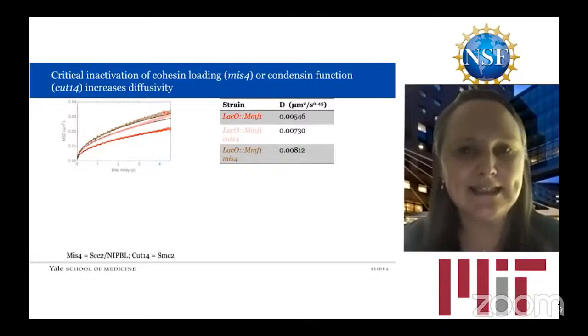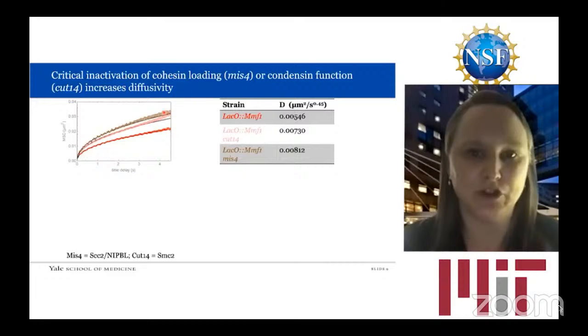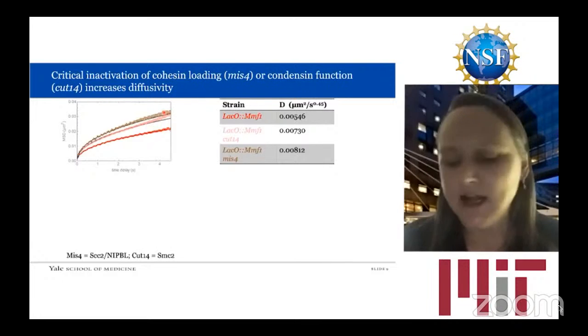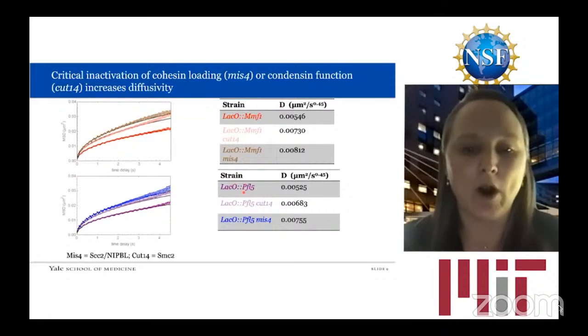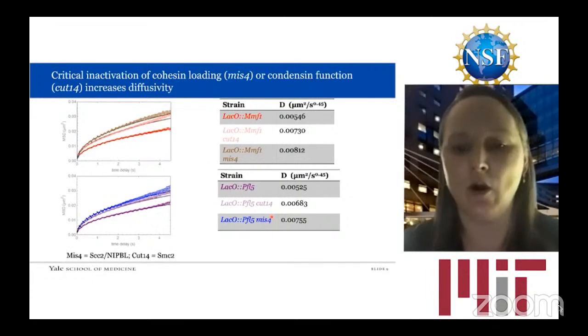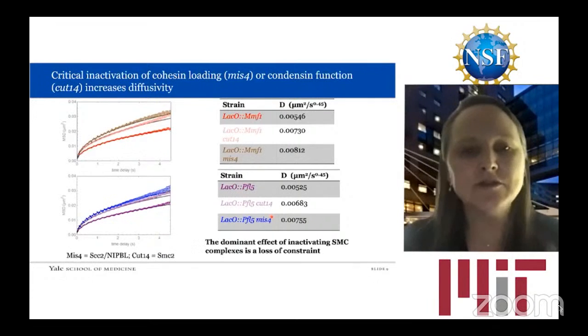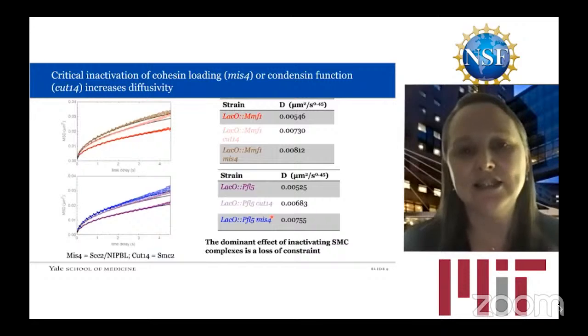So this is inconsistent with the idea that the activities of these factors are major drivers of chromatin motion. Instead, we observe more motion when we inactivate these components. This is not specific to MMF1. I'm just showing you another locus, PFL5, where we observe the same type of increase in chromatin mobility when we inactivate cohesin loading or condensin. So this data really suggests that the predominant effect of SMC complexes on the chromatin mobility is constraining.